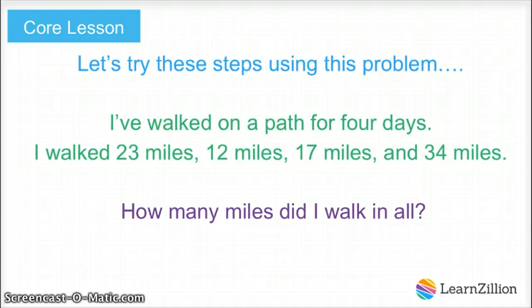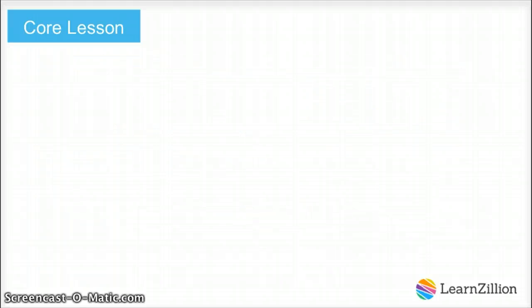Let's try these steps using this problem. I've walked on a path for 4 days. I walked 23 miles, 12 miles, 17 miles, and 34 miles. How many miles did I walk in all? I start by trying to understand the problem. I know I'm going to add 4 two-digit numbers to see how many miles I walked total.